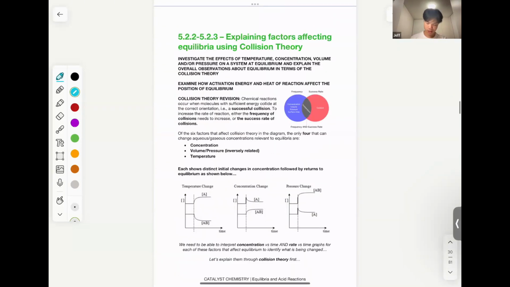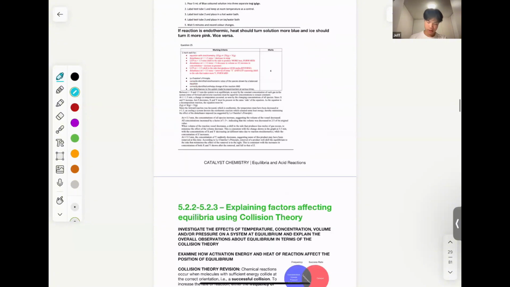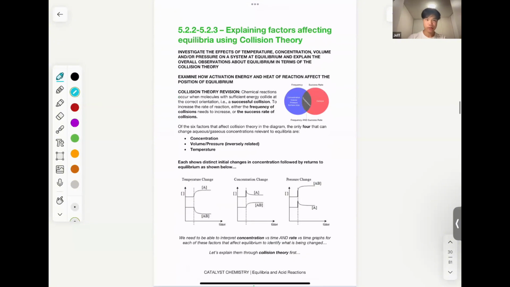Okay. So that's LCP. Collision theory and justifying responses. We'll take a break after this. As we said, collision theory talks about successful collisions per second, and that can be changed either through frequency of collisions or success rate. In other words, proportion of particles over activation energy.